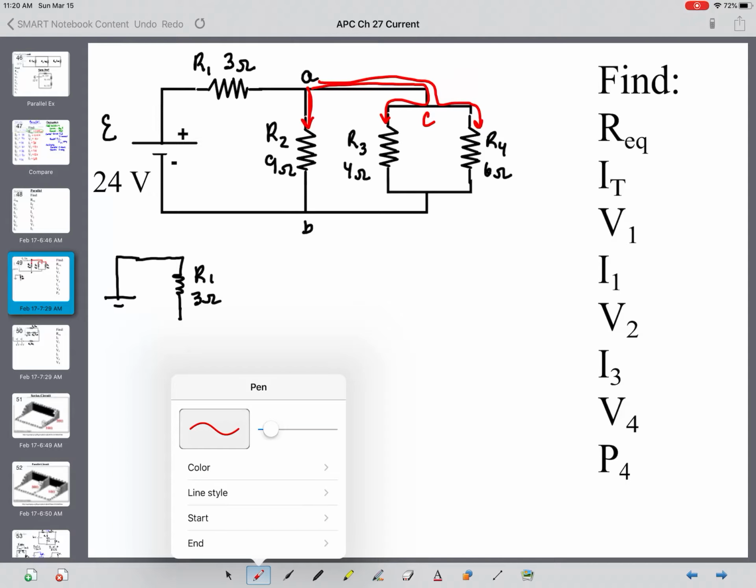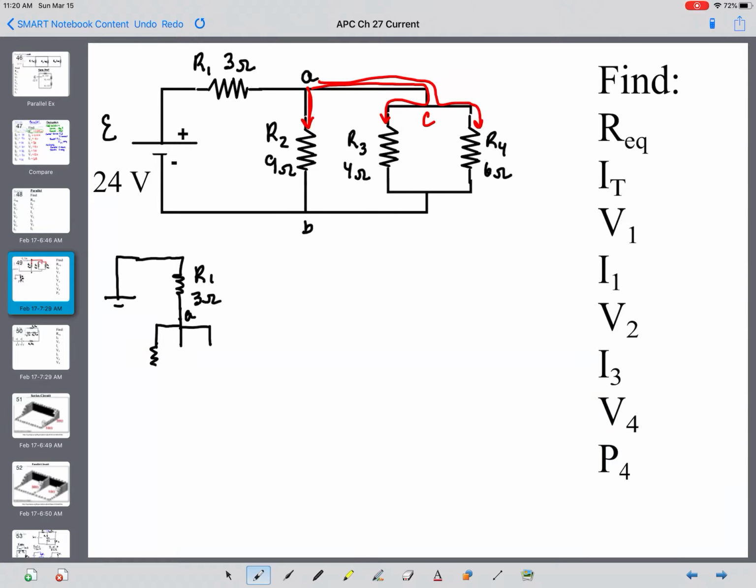So that means when I redraw, the way I'm going to redraw that from location A here is I have 3 possible places I can go. One of those takes me to R2, which is our 9 ohm resistor. The next one takes me to R3, which is a 4 ohm. And then the next one takes me to R4, which is a 6 ohm.